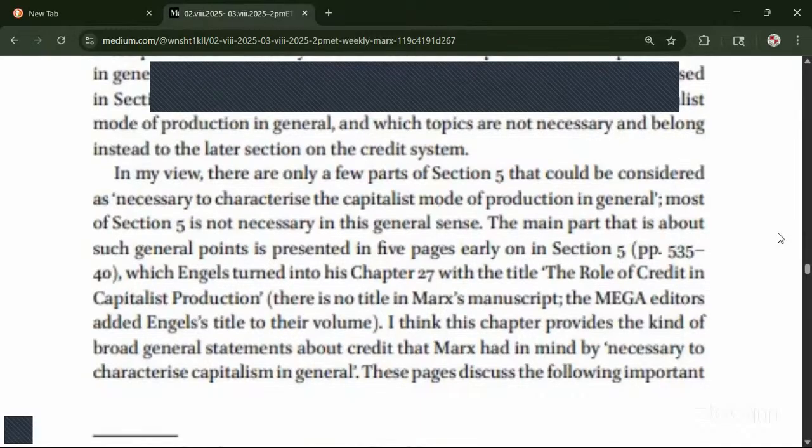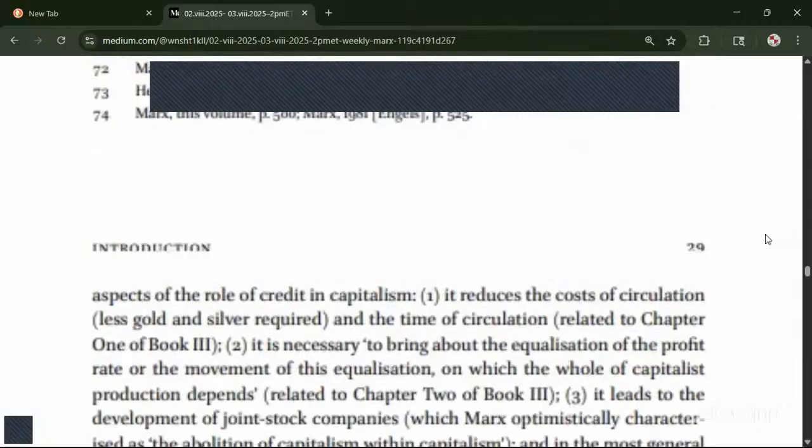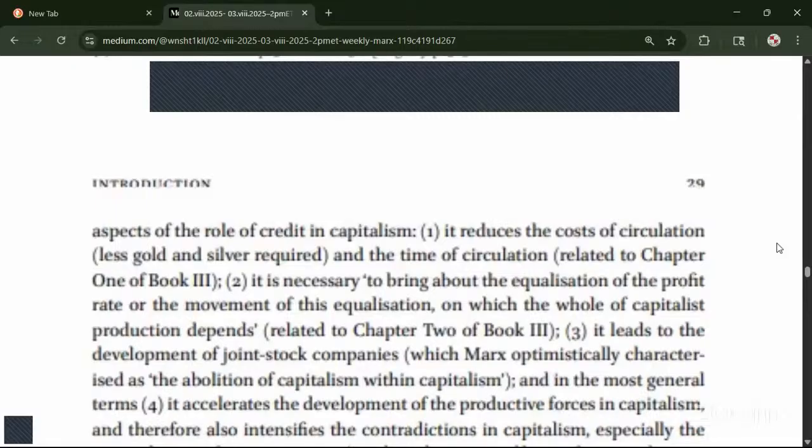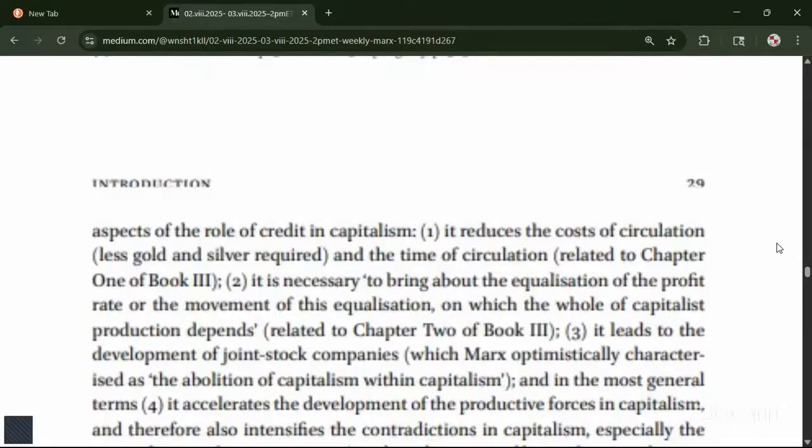Moseley thinks that this chapter provides the kind of broad general statements about credit that Marx had in mind by, quote, "necessary to characterize capitalism in general," unquote. These pages discuss the following important aspects of the role of credit in capitalism. Number 1, it reduces the cost of circulation, that is, less gold and silver required, and the time of circulation, related to chapter 1 of book 3, volume 3. Number 2, it is necessary to bring about the equalization of the profit rate, or the movement of this equalization on which the whole of capitalist production depends. This is related to chapter 2 of book 3, volume 3. Number 3, it leads to the development of joint stock companies, which Marx optimistically characterized as the abolition of capitalism within capitalism.